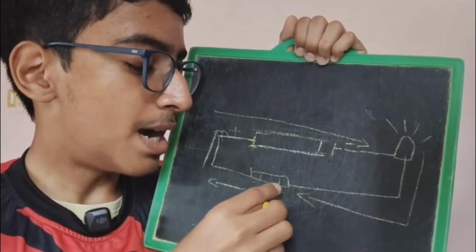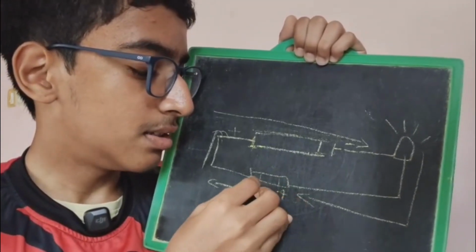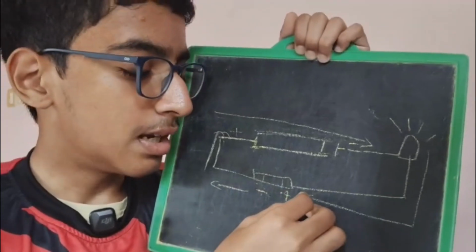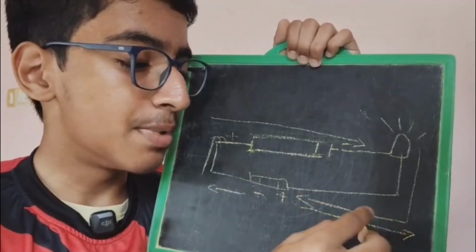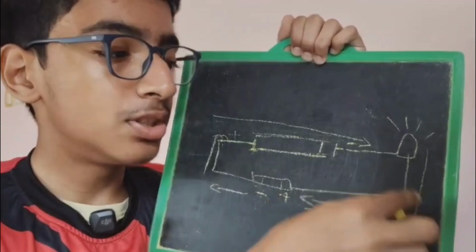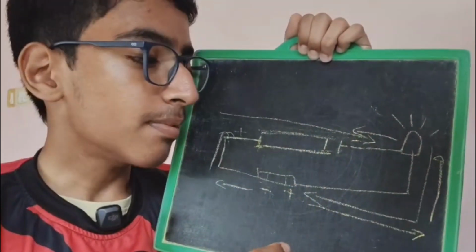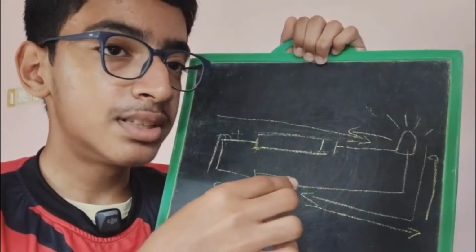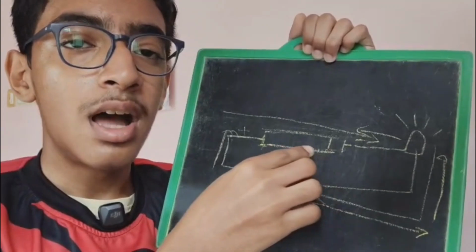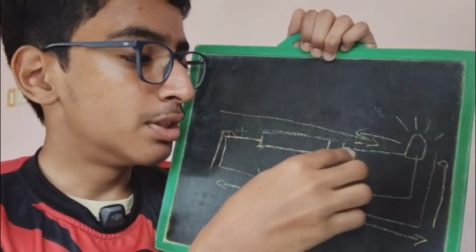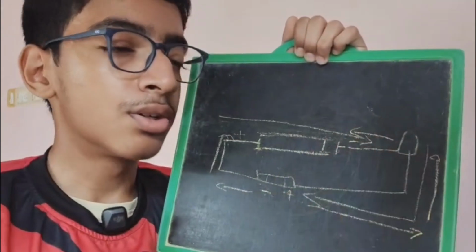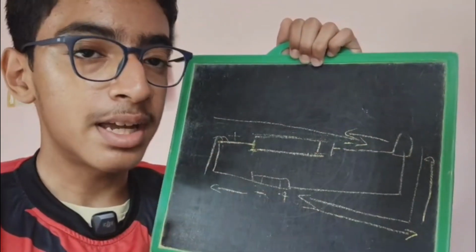But if we change the battery's terminals and this has positive and this has negative, the electricity goes like this because it goes from positive to negative side. It goes like this and it stops here because we connected the battery reversely and the diode does not allow the current to flow in reverse. So it stops the current and the LED does not glow because it does not reach the battery again.